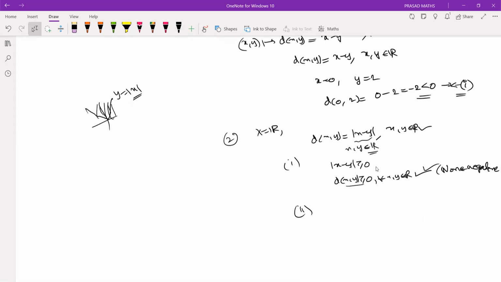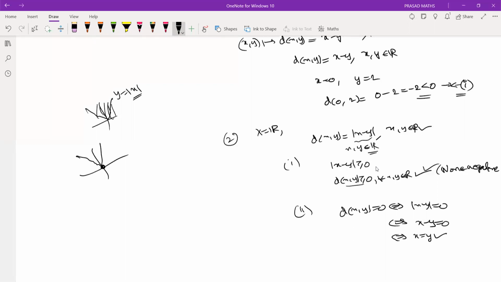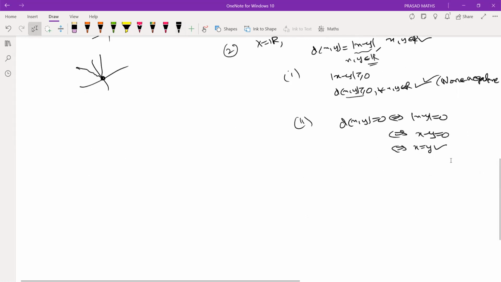What is my second property? You take any distance which is 0. I want to show that x equals y. But what is meant by distance here? Mod of x minus y. So mod of x minus y equals 0. You know that mod x equals 0 if and only if x equals 0. Therefore, x minus y equals 0, which means x equals y. So the distance between x and y equals 0 if and only if x equals y. That means it satisfies the second property.